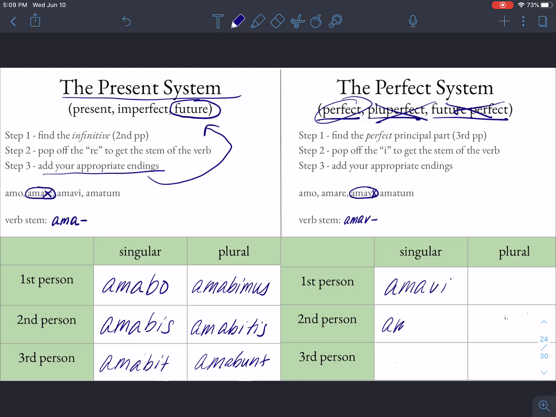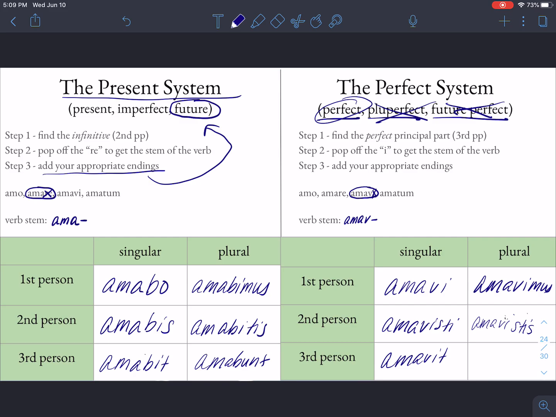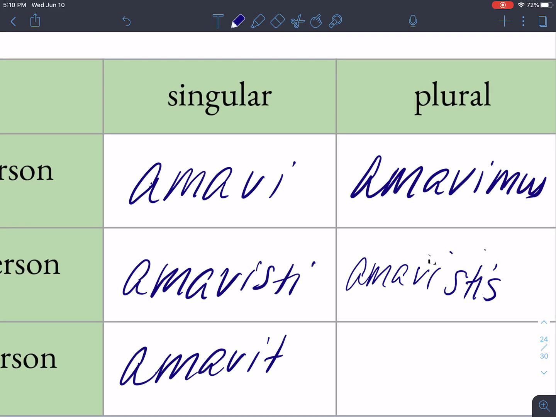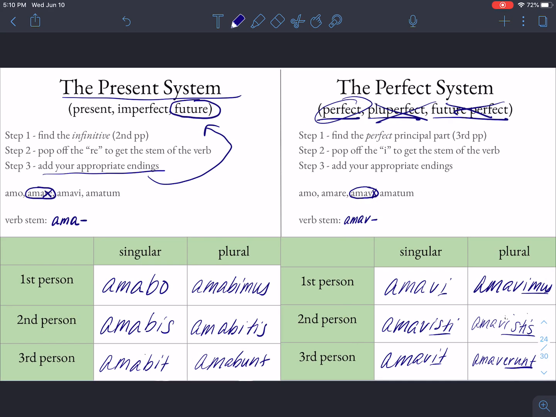Amavi, amavisti, amavit, amavimus, amavistis. Sorry, and I'm going to just zoom in here because I can't write right now. Amaverunt. So it's just the stem amav plus i, isti, it, imus, istis, and erunt. So those are the two verb systems and how you conjugate in each.